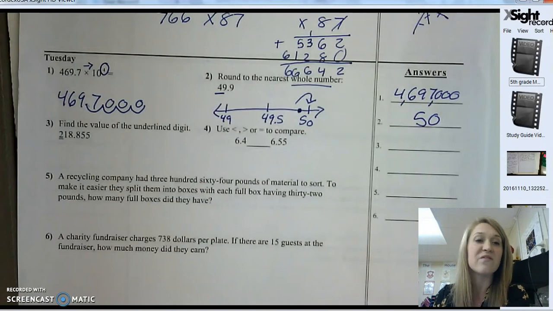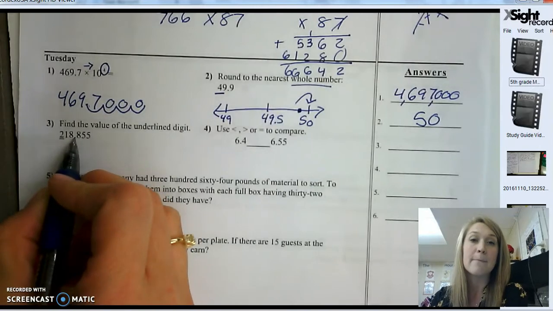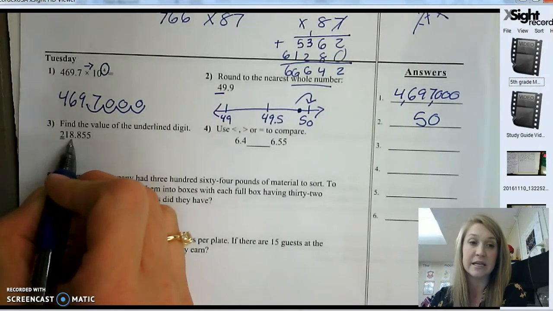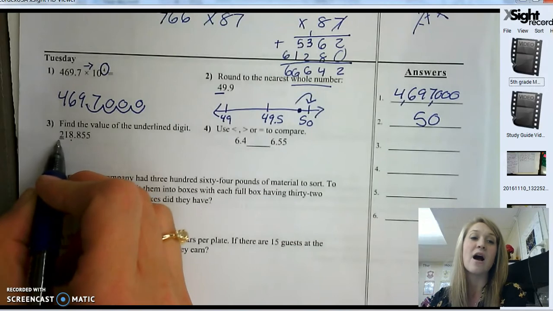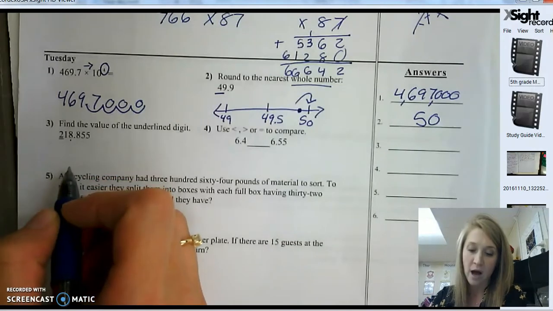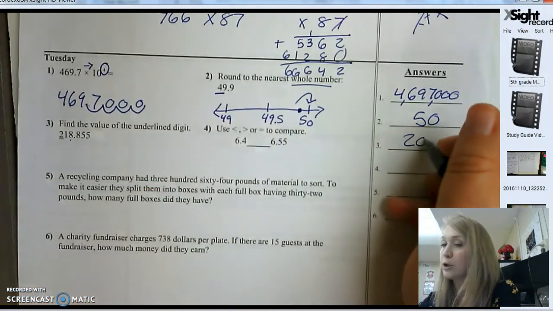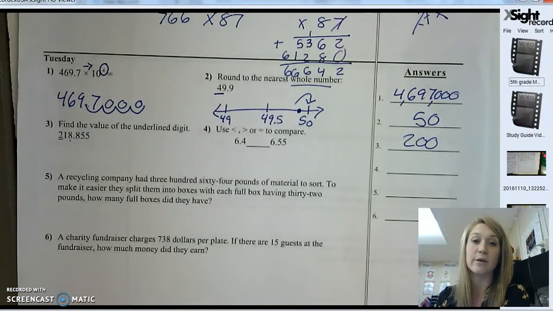Number 3 says find the value of the underlined digit. Well, here's my decimal. My decimal tells me where the ones place is, then tens, then hundreds. So this 2 is in the hundreds place. It is worth 200. That's its value.